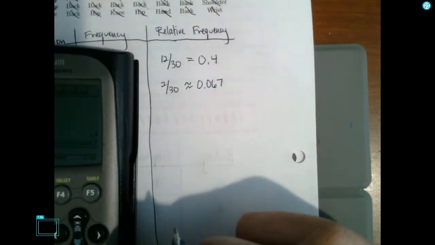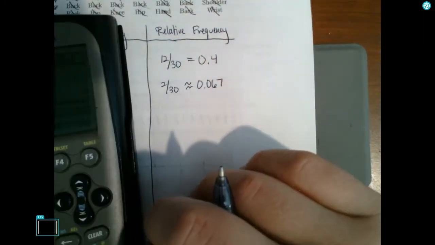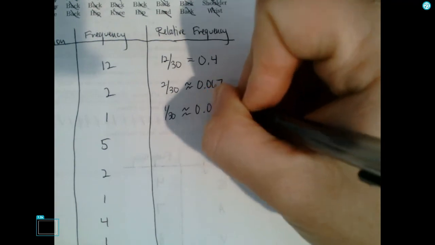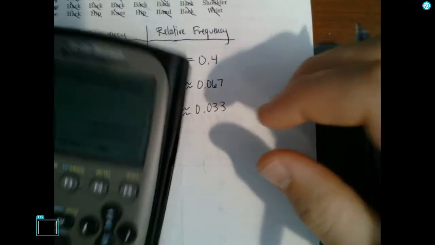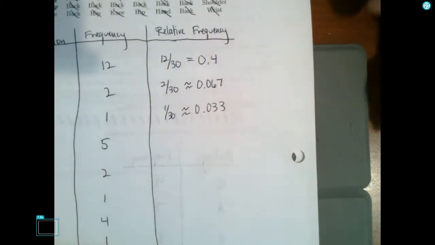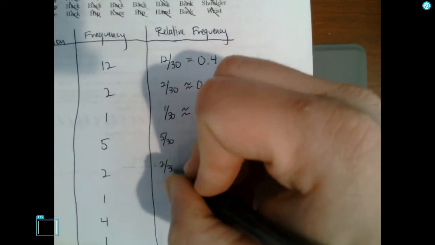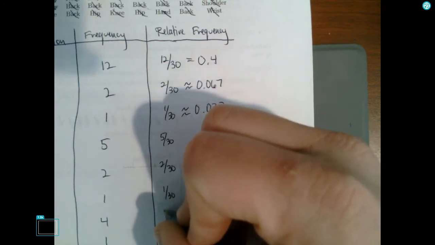Okay, 1 out of 30. 1 out of 30 is 0.033 approximately. And so forth. So 5 out of 30, 2 out of 30, 1 out of 30, 4 out of 30, 1 out of 30, and 2 out of 30. And let's see.